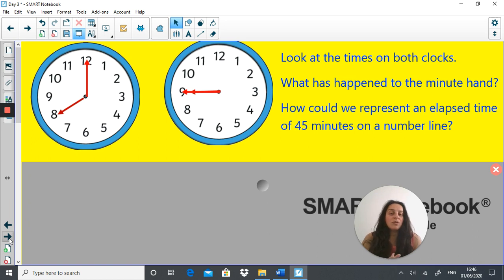Now, what I would like you to do is look at these 2 clocks, pause the video, and try to represent the elapsed time on a number line. I'm not going to give you any clues. Just try and see what you can come up with. Okay, so off you go.